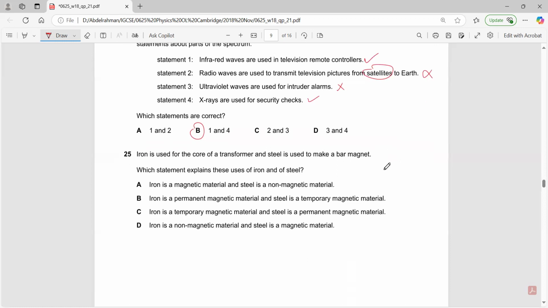Iron is used for the core of a transformer, and steel is used to make a bar magnet. Which statement explains these uses? Iron is a magnetic material, steel is a non-magnetic material. No, both of them are magnetic materials.